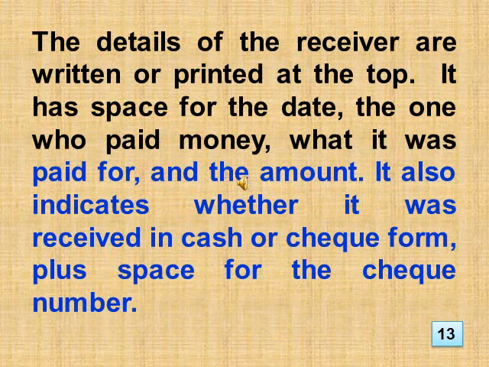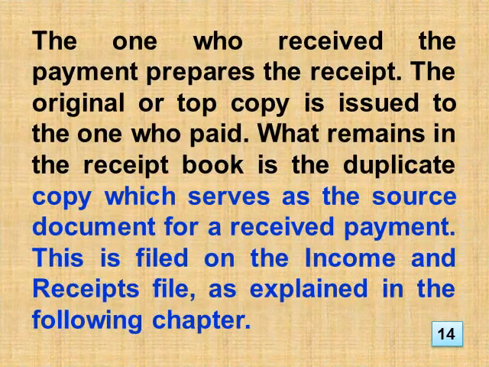The details of the receiver are written or printed at the top. It has space for the date, the one who paid money, what it was paid for, and the amount. It also indicates whether it was received in cash or check form, plus space for the check number. The one who received the payment prepares the receipt.